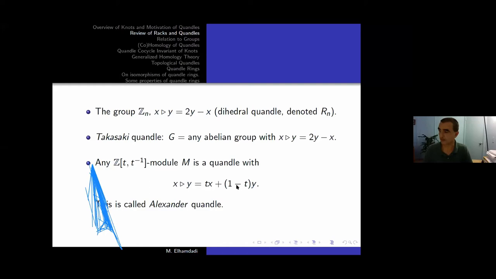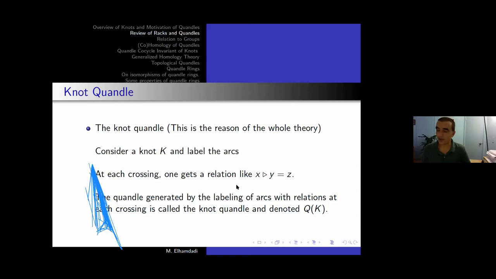Now we get to what's called the knot Quandle, or the fundamental Quandle of a knot. And this is the reason for the whole theory. Basically, you start with a knot diagram. You label the arcs by some variables. The rule is that at each crossing, you write a relation, depending on whether it's a positive or negative crossing. Assuming I have a positive crossing with the incoming arc colored X, the over arc colored Y, the outgoing under arc will be colored by Z. Then I get the relation X triangle Y equals Z. The Quandle generated by the labels, the variables, modulo the relations is called the knot Quandle, usually denoted by Q of K. They also call it the fundamental Quandle of the knot.